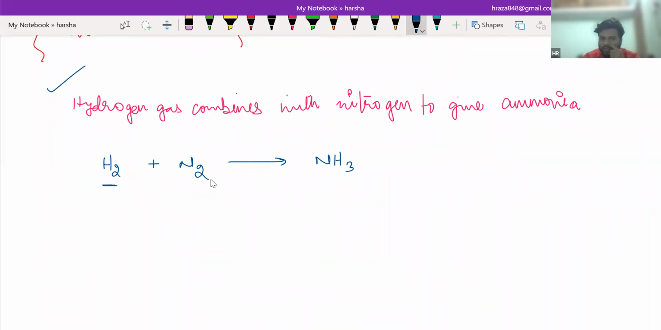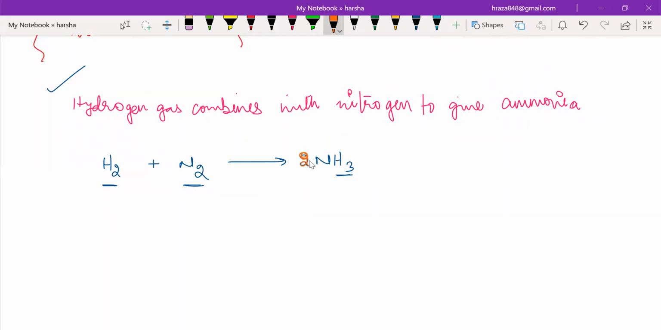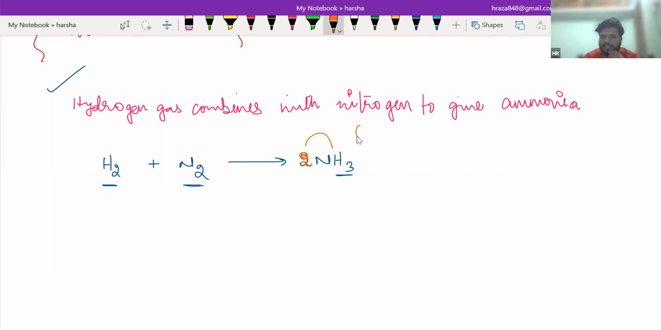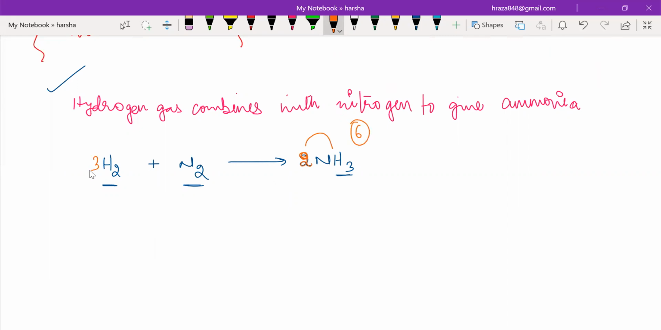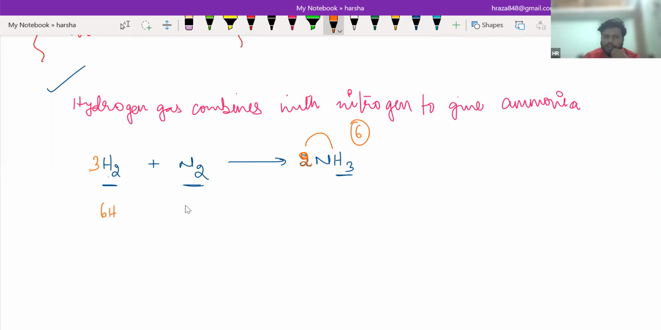You can see hydrogen is 2 here and hydrogen is 3 here. Nitrogen is 2 here and nitrogen is 1 here. So for making nitrogen 2, I am going to multiply it by 2. Is nitrogen balanced? Yes, sir. Now nitrogen is balanced, but hydrogen is 6 now, so I'm going to multiply it by 3. Now hydrogen is also 6. Nitrogen is 2, and 6 hydrogen is here. Is it balanced or not?